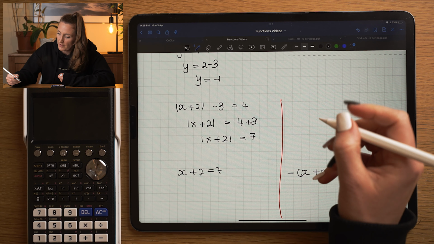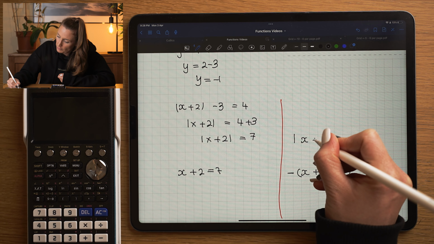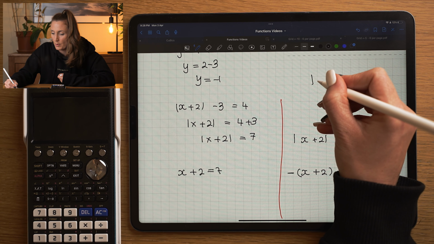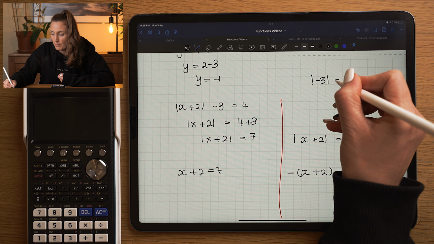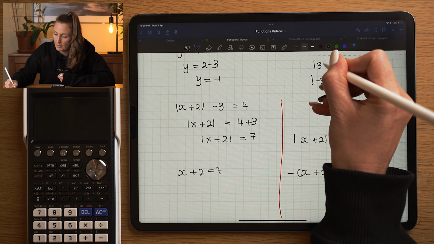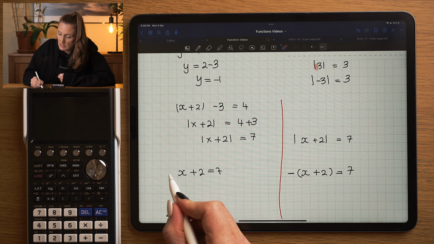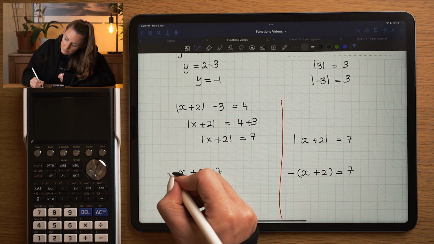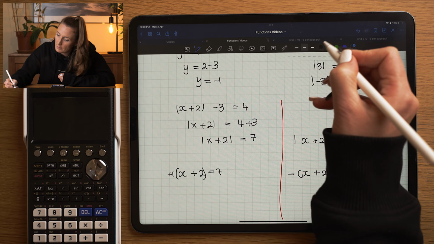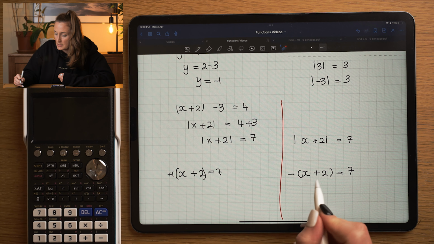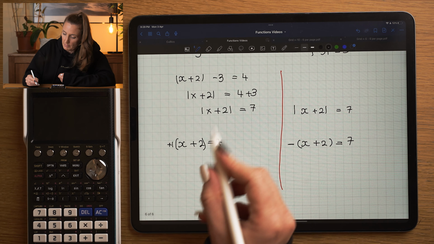And the idea is if I remove the absolute value, inside the bracket I could have had two options. For example, I can have -3 is equal to 3, and I can have +3 is equal to 3. So I have to consider both options. Inside the bracket was a positive number, or +1 times whatever's inside the bracket, or inside the bracket was originally a minus number. And that's going to get me the two solutions.